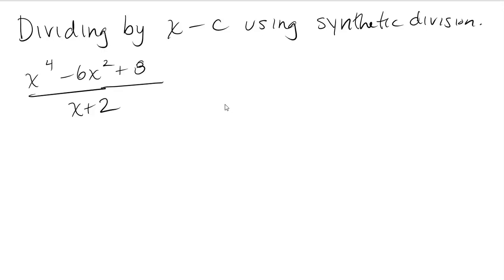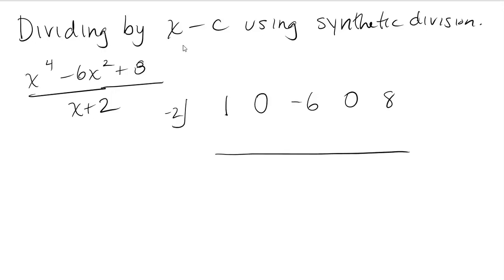So I list my coefficients. This is 1x to the 4th, but I have to put in a placeholding 0 to show that there's no x cubed term. Then a minus 6x squared, and then a placeholding 0 to show that there's no x term, and then the constant term. Off in the nook, I'm going to write a -2. That's the value of c.